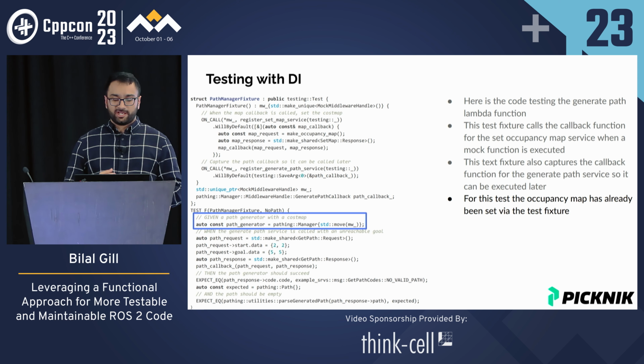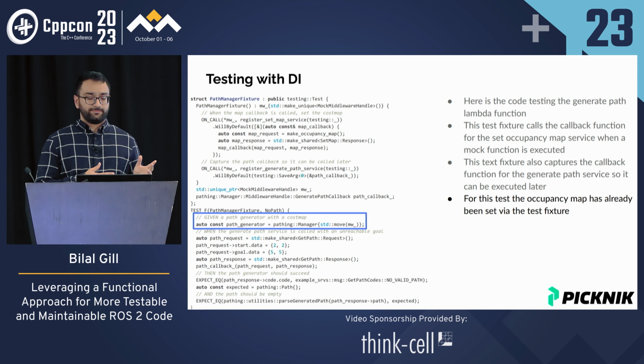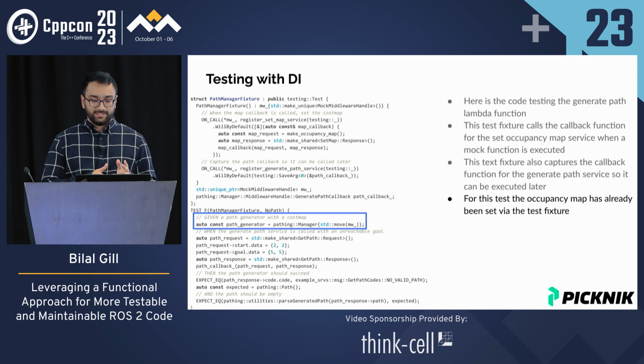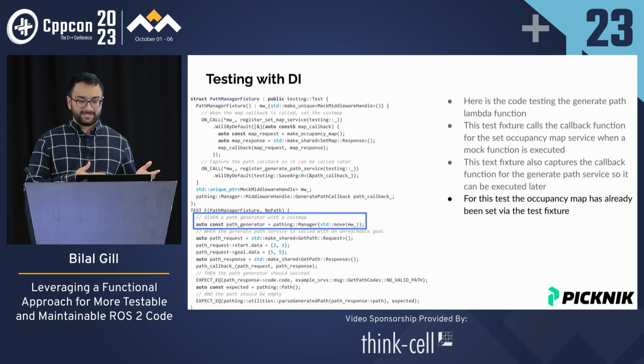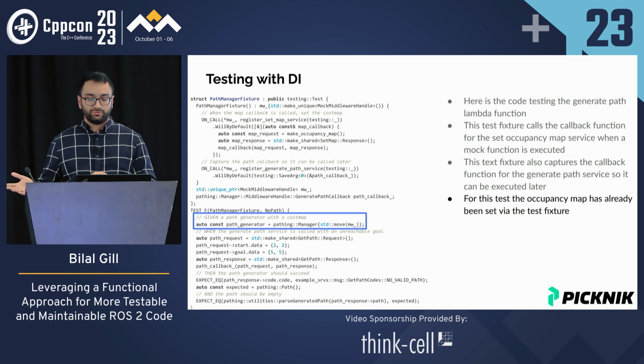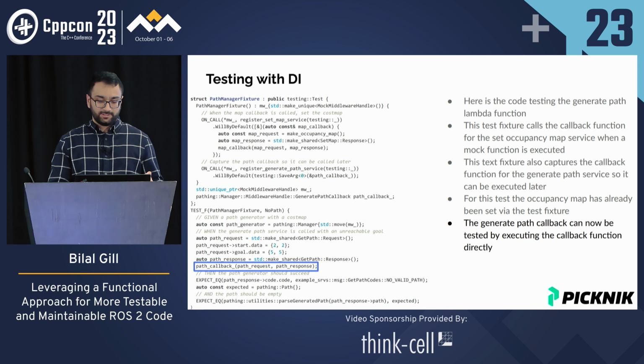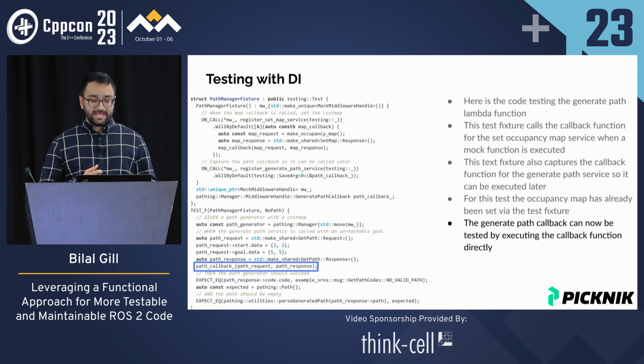For this test, the occupancy map has already been set via the test fixture. So using the test fixture, the cost map is set when the mock middleware handle is moved into the manager object. And the generate path callback can now be tested by executing the callback function directly.